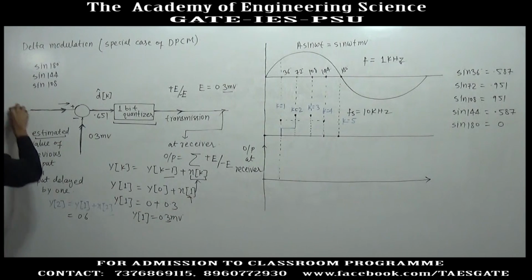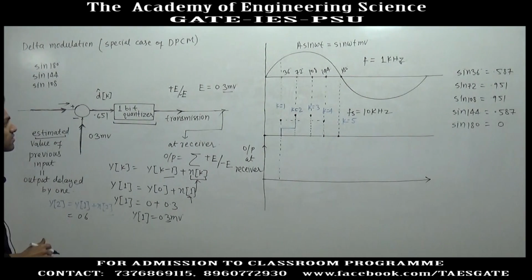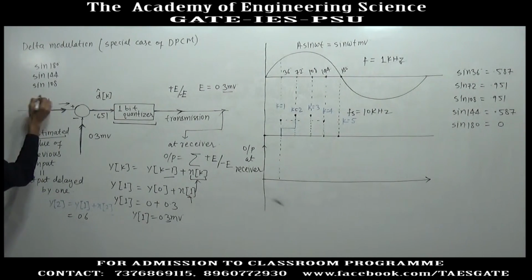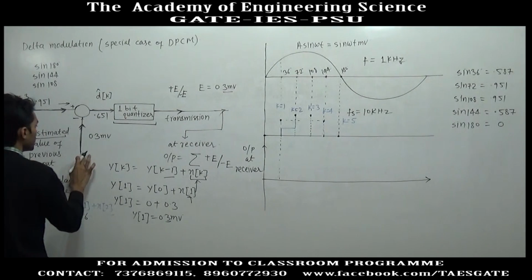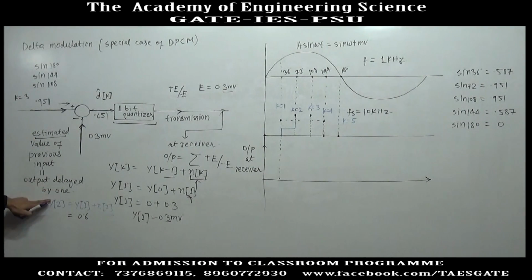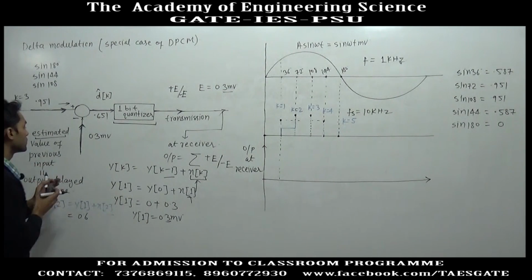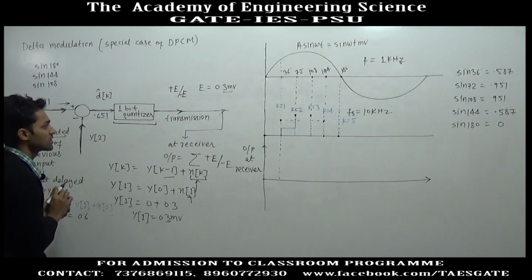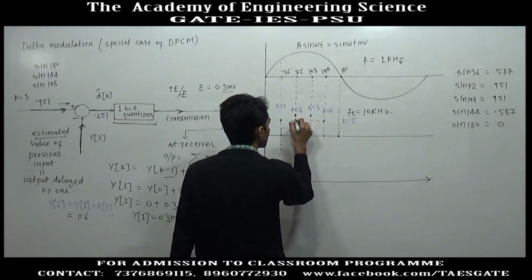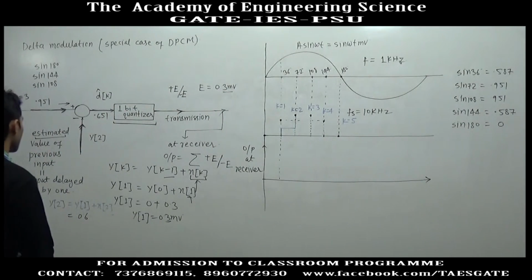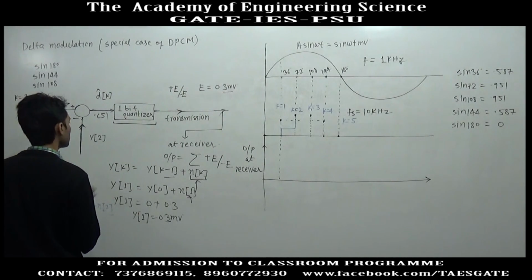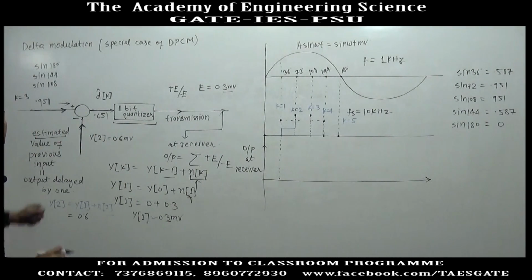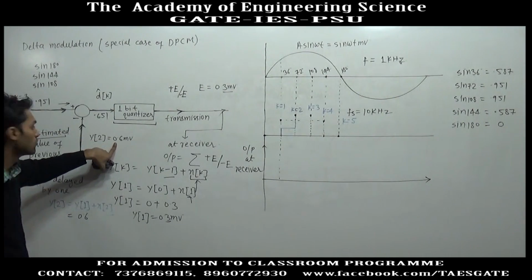Now, the next input is sin 108. The value of sin 108 is 0.951, and this is the input at k is equal to 3. Now, here we will have output delayed by 1. So, if k is equal to 3, here we will have y 2, the output at k is equal to 2, which is 0.6 millivolt. Now, at this instant 0.951 and 0.6 millivolt will be compared.